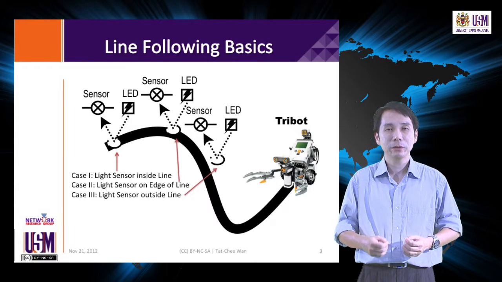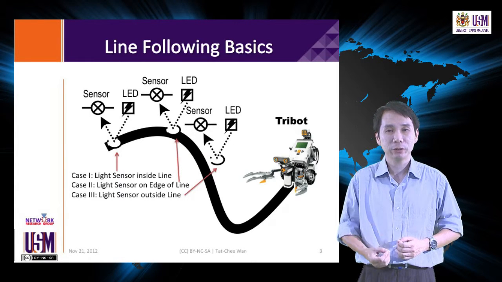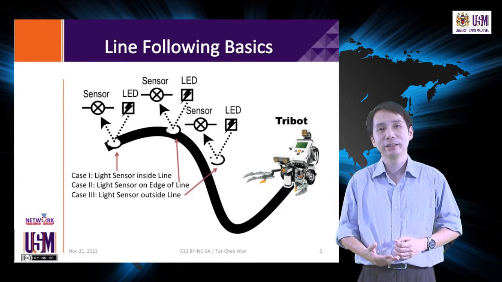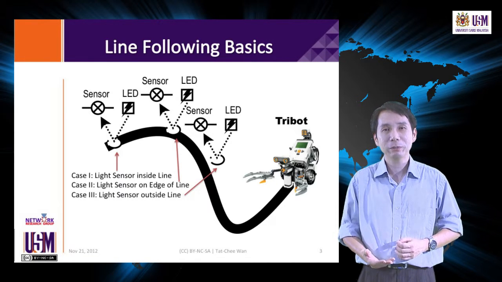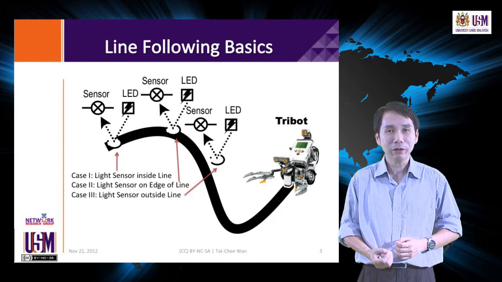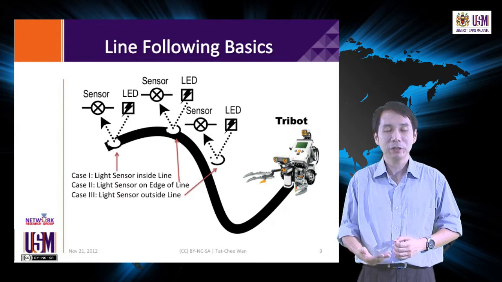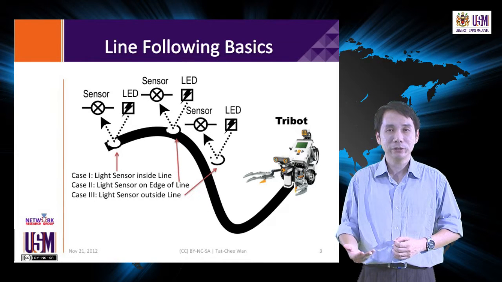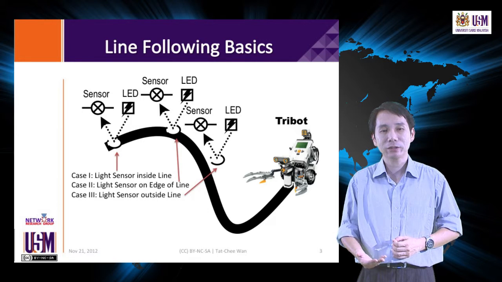So how do we implement a line following robot? First, some basics. We note that on the tripod there is a light sensor that has an LED light that generates a light beam to detect the intensity of the reflection. In our case, the reflection comes from the ground, which has a painted line, usually of black color, on it. So when the tripod uses the light sensor, it will detect three cases.